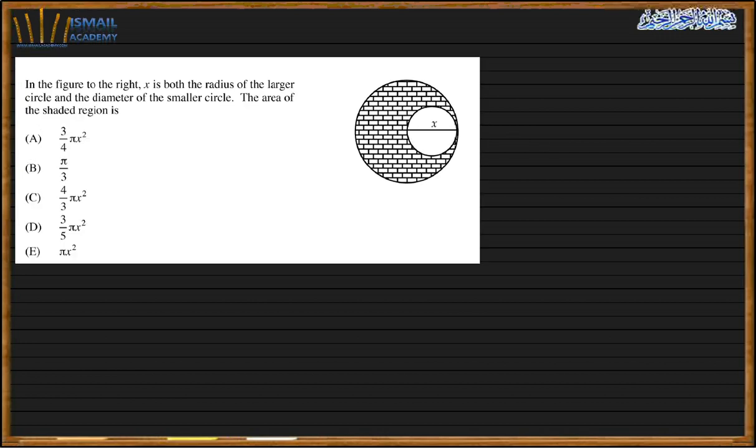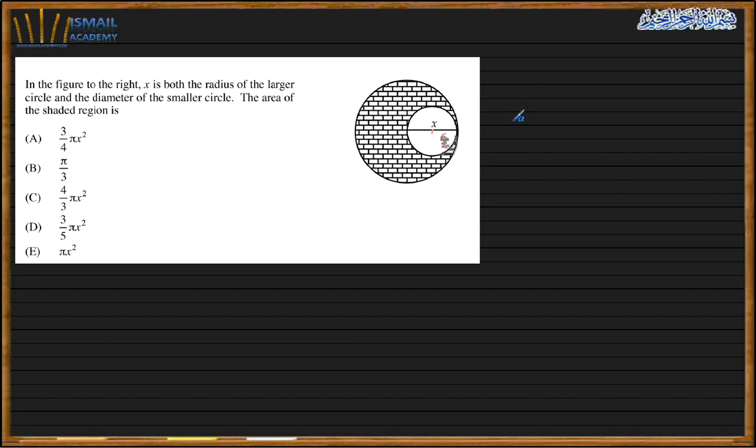So in the figure to the right, x is both the radius of the largest circle and the diameter of the smaller circle. So this means the radius for the small circle is x over 2. Okay, the area of the shaded region. So the area of the shaded region is the area of the outer minus the area of the inner.